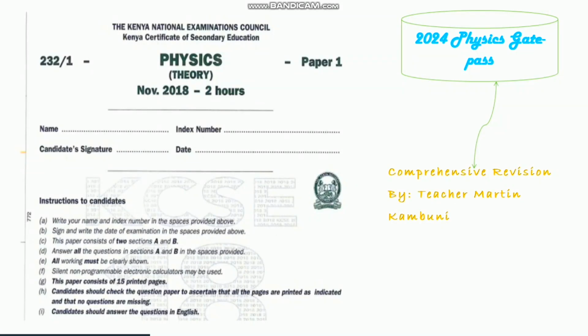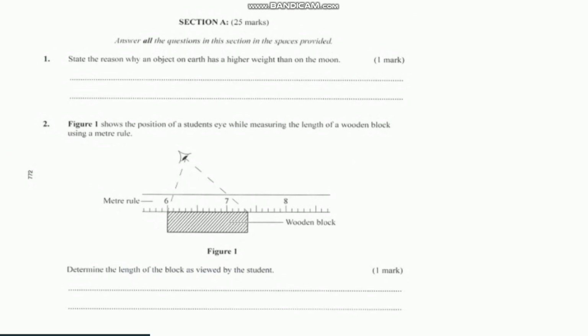Today I'm going to give you a comprehensive revision of Physics 2018, Paper 1. This is a paper that was done 4 years ago, and we're going to look at section 1 of it. So let us jump into the first question.